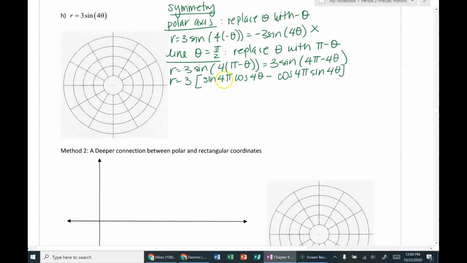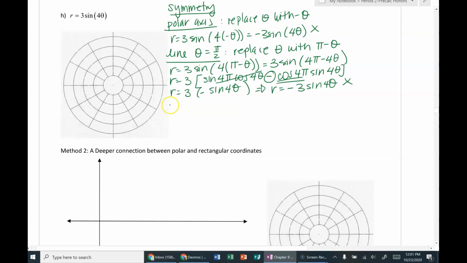Okay, sine of 4 pi, that will disappear because that's 0. Cosine of 4 pi, that's going to be positive 1. So r equals 3 times negative sine of 4 theta. Because remember, this is positive 1, but this is a minus sign, so that stays. Okay, so this is r equals negative 3 sine of 4 theta. Again, not the same as the original. Currently, both of them are not symmetric.